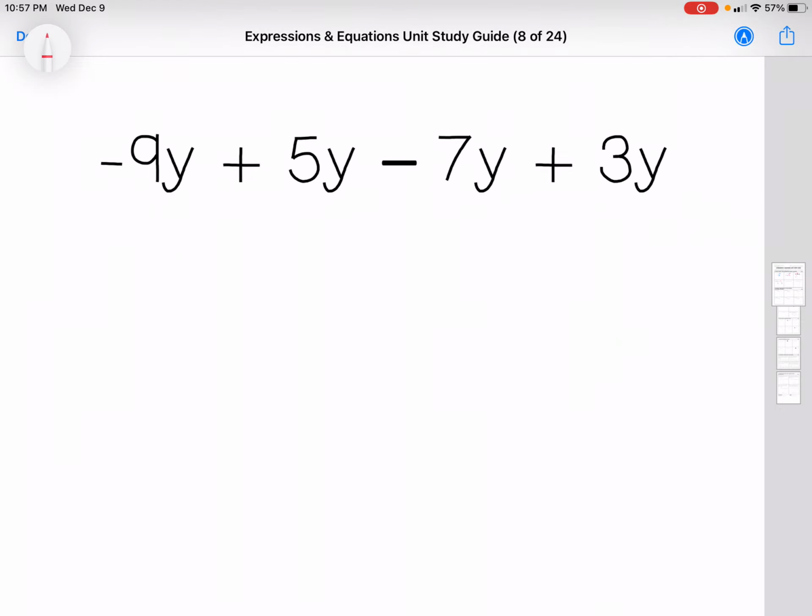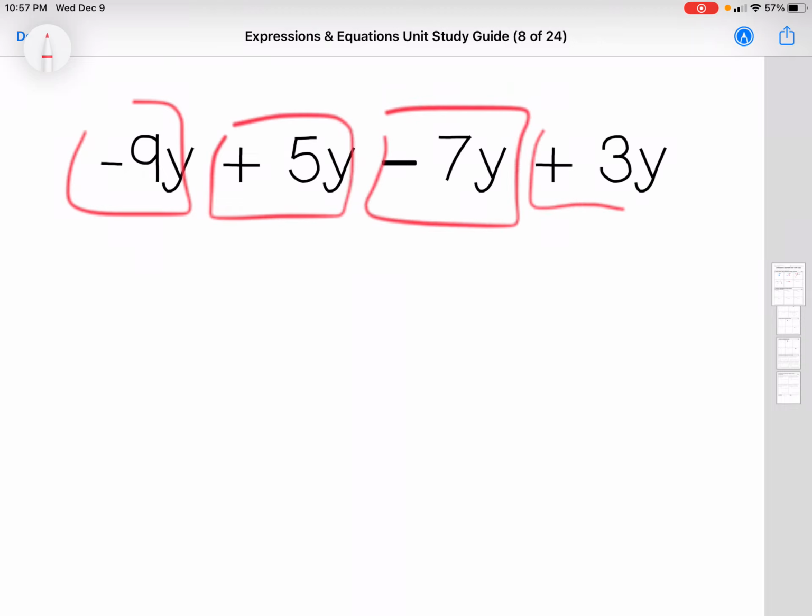Alright, all these are y, so you just combine them all because they're all y's. Okay, -9 plus 5 minus 7 plus 3. When you put all those together, you get -8y.